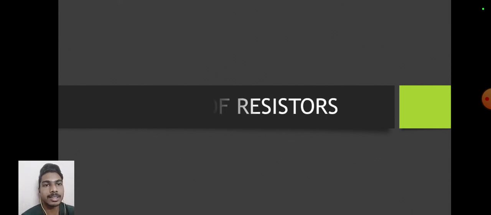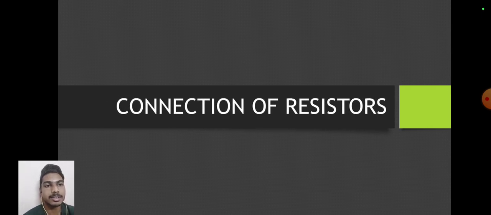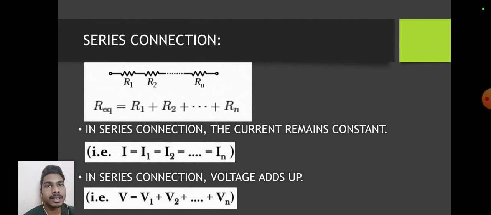So now let's see the connections of the resistors. So basically there are two connections. One is series connection and another one is parallel connection. In series connection, the current remains constant. That is the current I is equal to I1 is equal to I2 is equal to I3 and so on up to In.